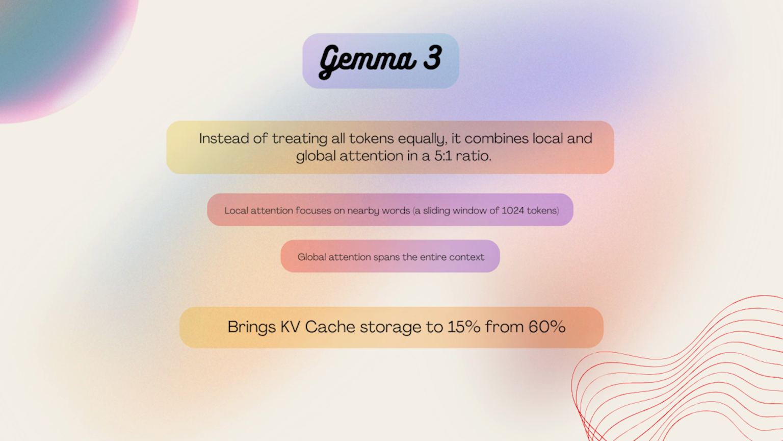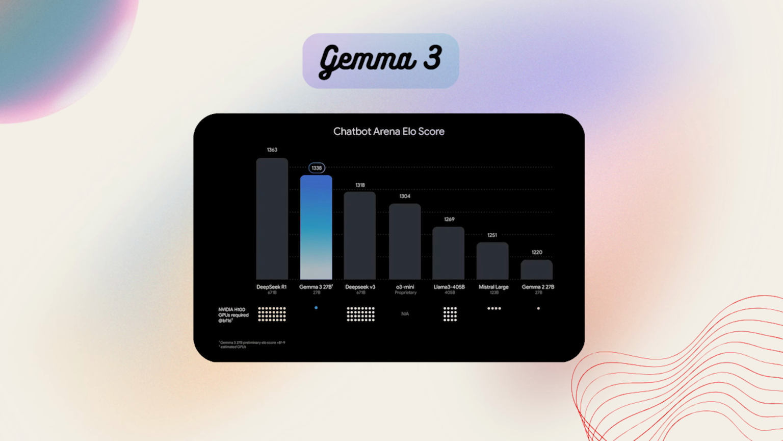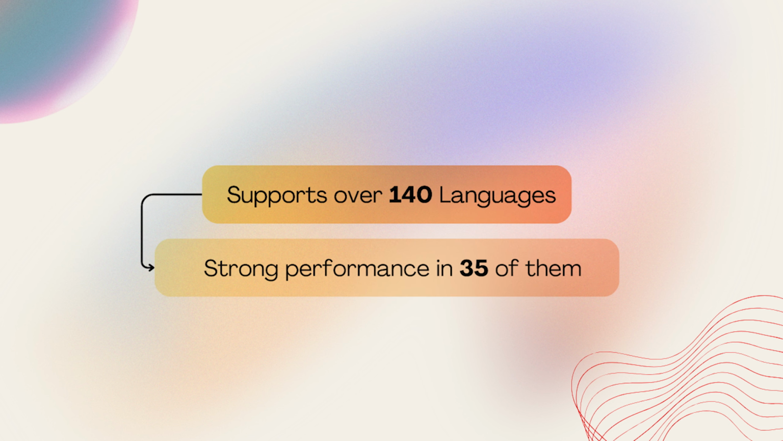The flagship model, Gemma 3 27B-IT, is particularly impressive. It achieves a Chatbot Arena Elo score of around 1338 to 1339, ranking among the top 10 AI models globally, and even outperforming much larger models like Llama 405B while using fewer resources. When tested on industry benchmarks, it performs exceptionally well. It supports over 140 languages, with particularly strong performance in 35 of them.